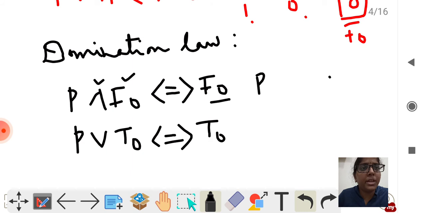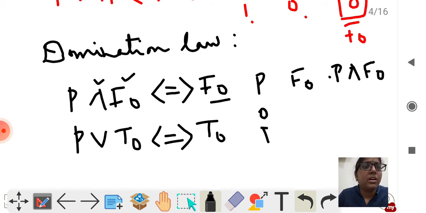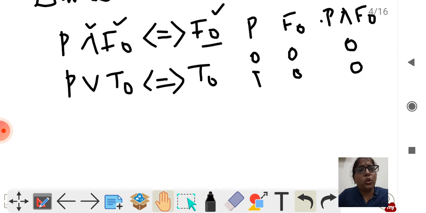See here, P, F naught, P and F naught, right? So what are the possibilities of P? It is 0 or 1. What is F naught? It is 0, 0. So AND means 0 and 0 is 0. 1 and 0 is also 0. What is it equal to? It is equal to F naught. In the same way, you can check the second law of domination, P OR T naught, which is logically equivalent to T naught. This is domination law.